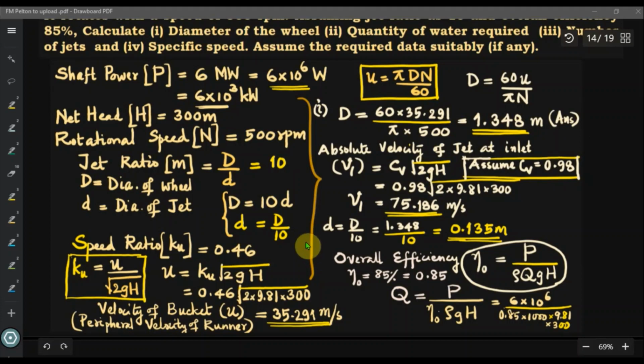Now let's proceed ahead. The diameter of the jet is equal to the diameter of the wheel divided by 10, 1/10 of the diameter of the wheel, because the jet ratio is given as 10. We discussed it already. So small d, that is the diameter of the jet, is equal to the diameter of the wheel divided by 10, 1.348 meters divided by 10, that is 0.135 meters or 13.5 centimeters.